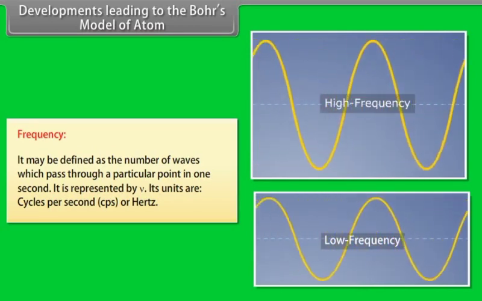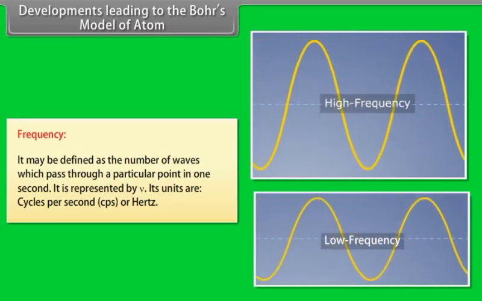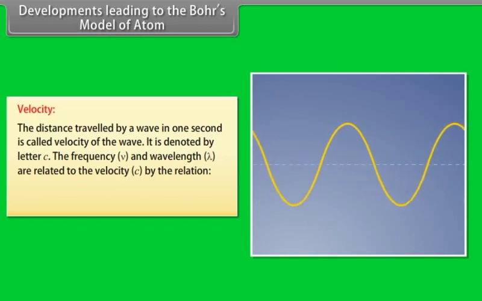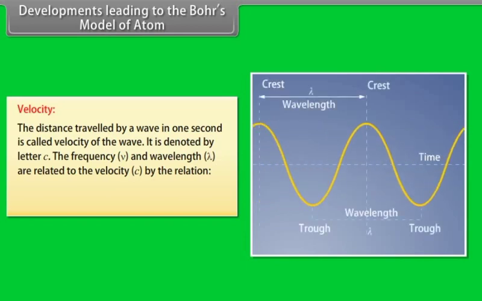It is represented by mu. Its units are cycles per second or hertz. Velocity: the distance traveled by a wave in 1 second is called velocity of the wave. It is denoted by letter c. The frequency and wavelength are related to the velocity c by the relation c is equal to mu into lambda. Its unit is meter per second.